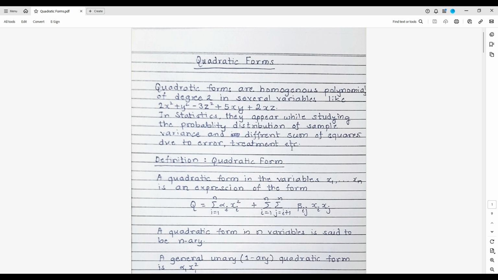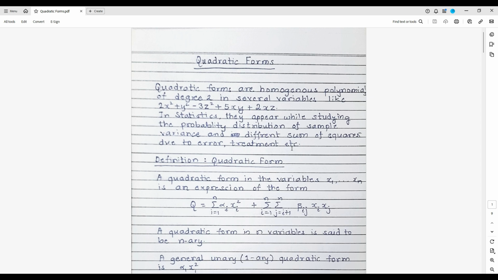So now in statistics, they are needed when we study the probability distribution of sample variance and different sums of squares such as treatment sum of squares, error sum of squares, etc. So now let us formally define a quadratic form. So instead of x, y, z, now let us denote the variables by x1, x2 up to xn. So suppose we have n variables. Then these n variables together can be treated as a vector.